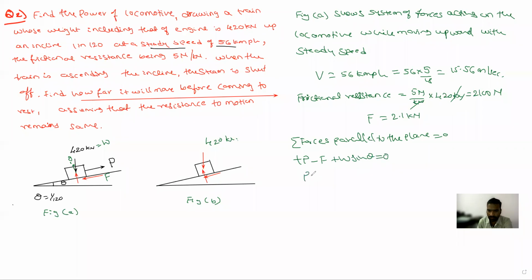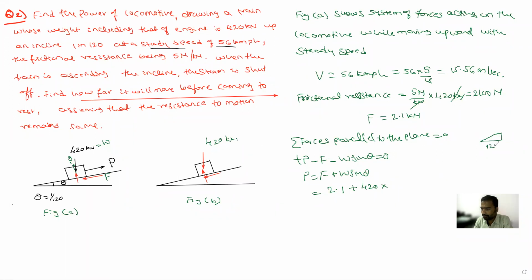So what is the value of P? P is equal to F minus W sin theta. Next, F is known, that is 2.1. Plus or minus? Weight is acting in the downward direction, no? So it is minus. Are you getting all of it? Why I have taken minus? Yes, minus. Plus. W is how much? It is 420 into sin theta.